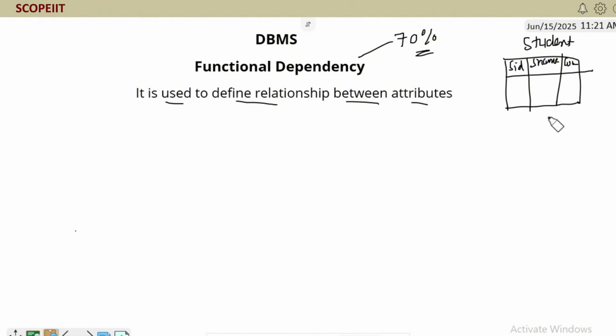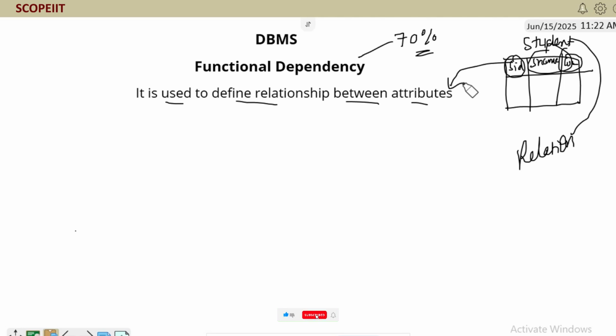Now, in this DBMS subject, whenever I use the word relation, what do you mean by relation? Relation is nothing but the table. So if I say relation student, that means my table name is student. Understood? Now, whenever I say the word attribute, attribute is nothing but the column name. You can see student ID, student name, courses, all of this is nothing but attributes. So what is functional dependency? Functional dependency will tell you the relationship between these attributes, student ID, student name, like that. Understood? That is functional dependency basically.